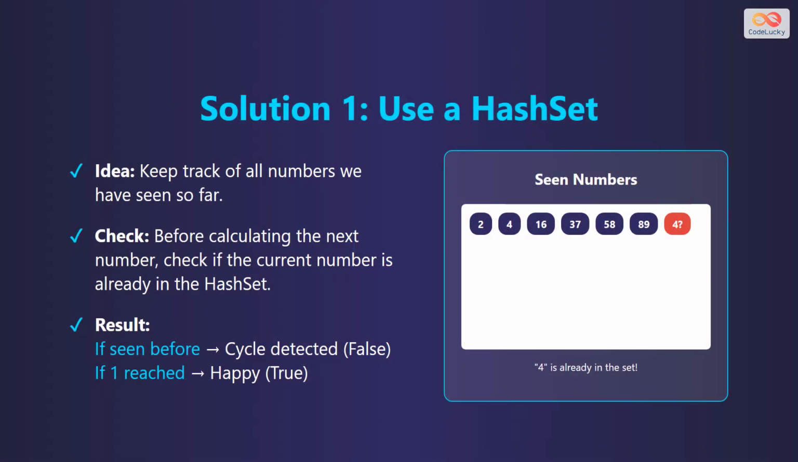The most intuitive solution is to use a hash set. As we generate each new number in the sequence, we add it to our set. Before calculating the next number, we simply check if the current number already exists in the set. If it does, we know we have found a cycle, so we return false. If we reach 1, we return true.